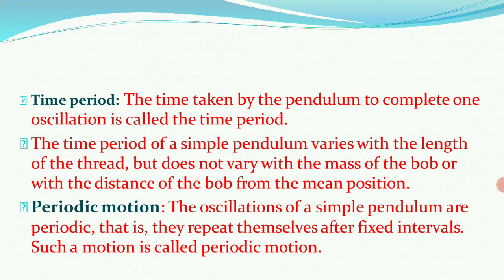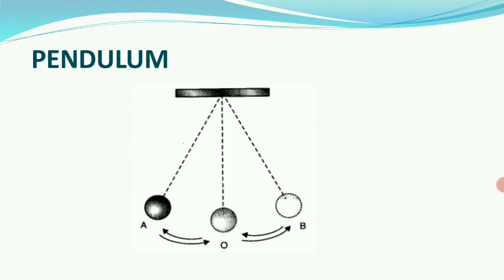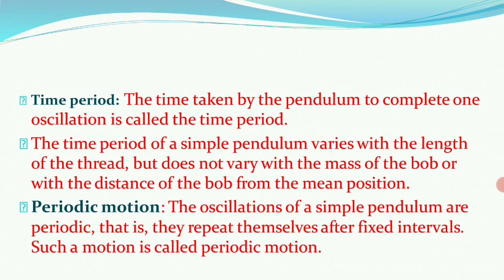Next, time period. The time taken by a pendulum to complete one oscillation is called the time period. The time period of a simple pendulum varies with the length of the thread but does not vary with the mass. So the time period always depends upon the length of the thread but not on the mass of the bob or the distance of the bob from the mean position.